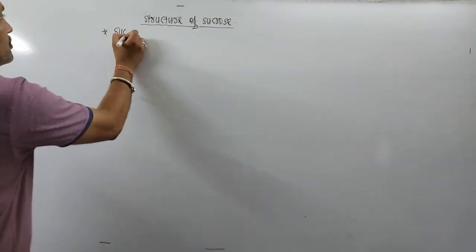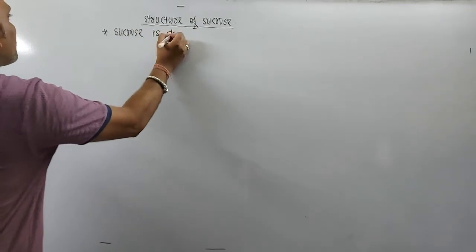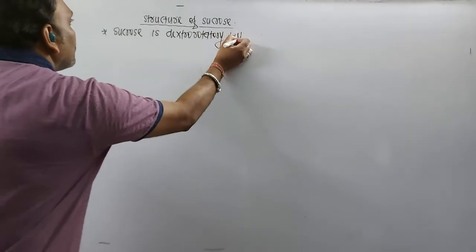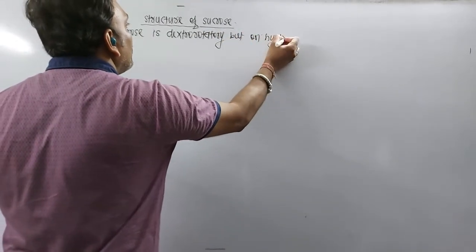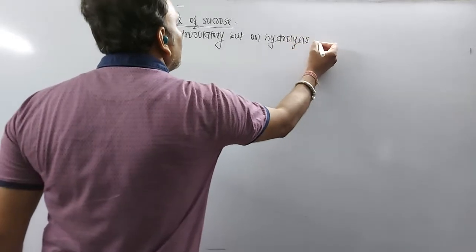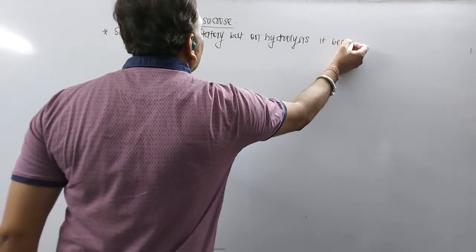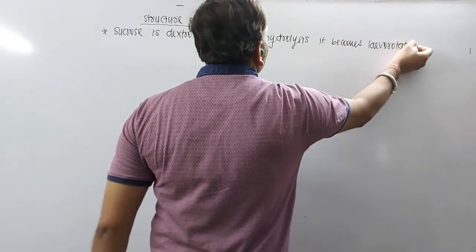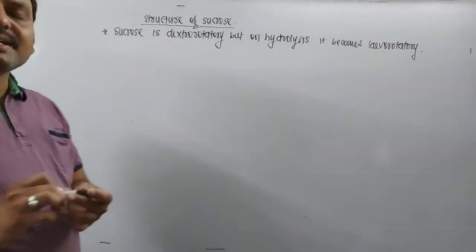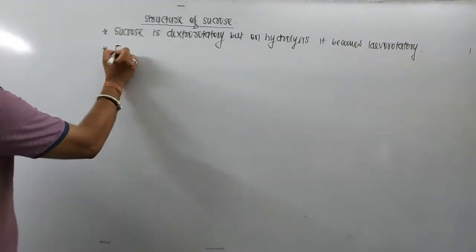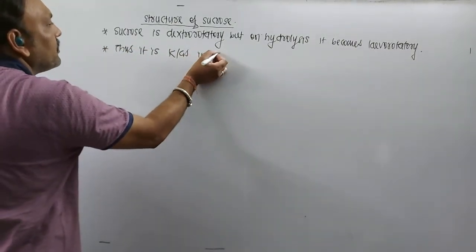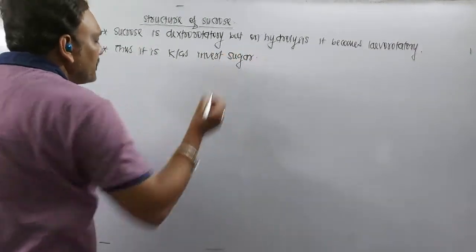Now remember, sucrose is dextrorotatory, but on hydrolysis it becomes levorotatory. Thus it is known as invert sugar. This is a very important thing to be known.